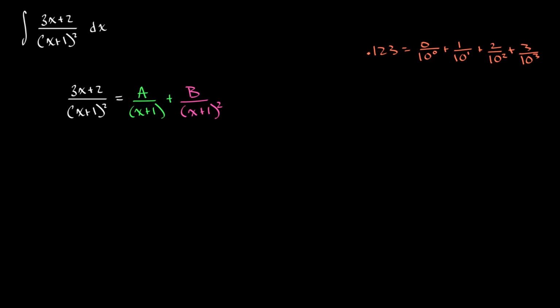So if you were to get a like denominator, you would have a times x plus 1, and then you'd have plus b, if we're getting like denominator, and then you'd have over x plus 1 squared. Just getting a like denominator here. And now you can see we do have this condition that we talked about in the last video, that we have 1 degree less in this numerator.